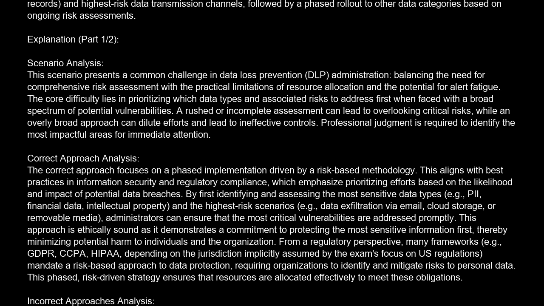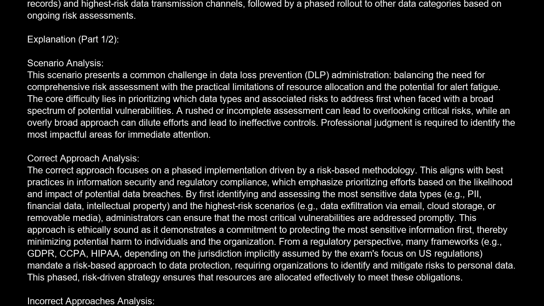Explanation. Scenario analysis. This scenario presents a common challenge in data loss prevention, DLP, administration: balancing the need for comprehensive risk assessment with the practical limitations of resource allocation and the potential for alert fatigue. The core difficulty lies in prioritizing which data types and associated risks to address first when faced with a broad spectrum of potential vulnerabilities. A rushed or incomplete assessment can lead to overlooking critical risks, while an overly broad approach can dilute efforts and lead to ineffective controls. Professional judgment is required to identify the most impactful areas for immediate attention.